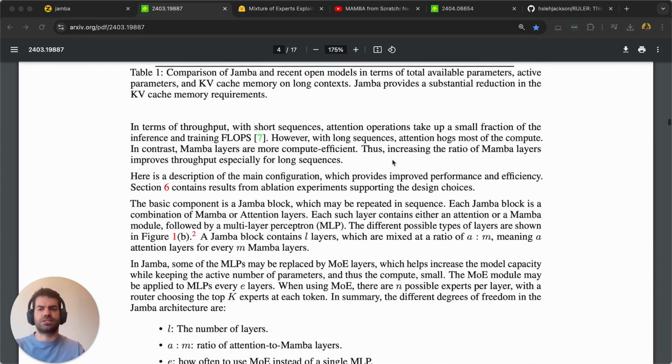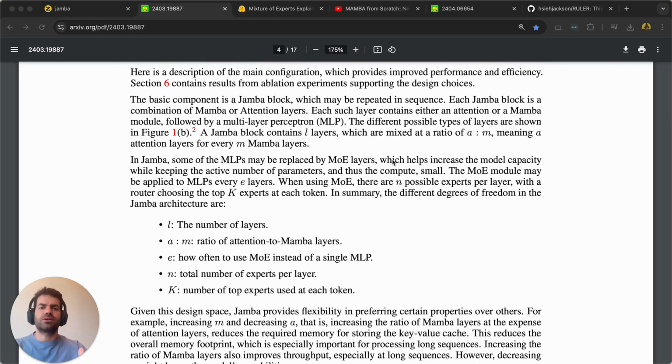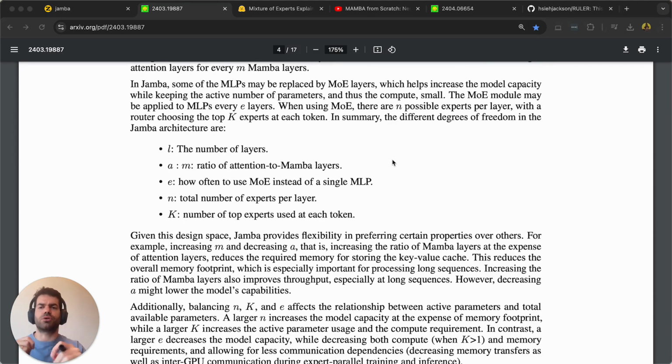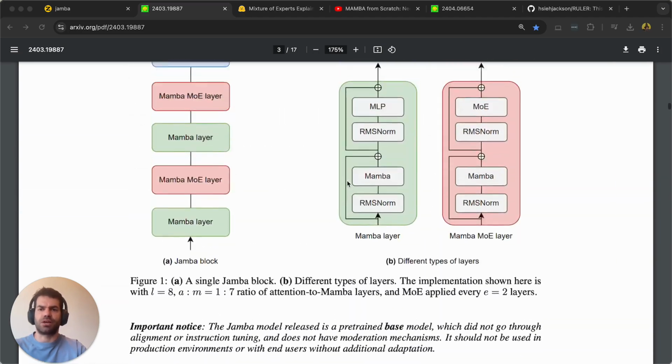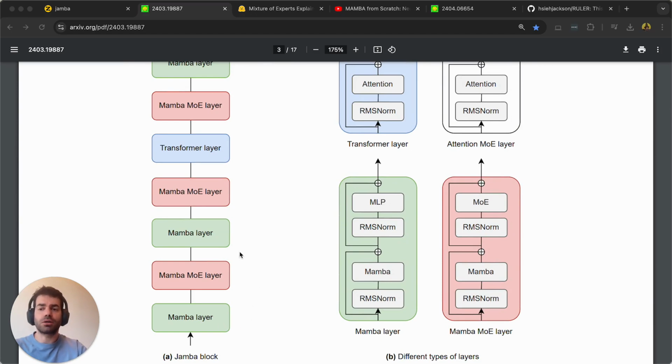So now let's continue. Really what we're seeing here is a general architecture, the Jamba models, and you can play with it according to those parameters. So let's understand what we're seeing here. We have L, the number of layers. Essentially, this is determined by the number of layers per Jamba block.